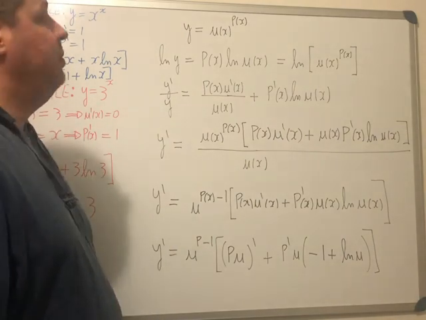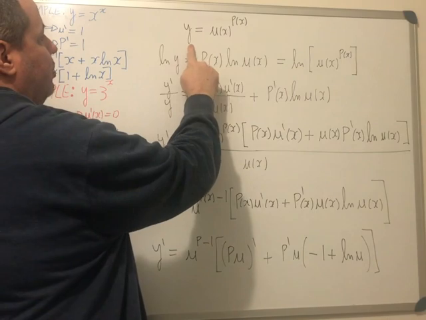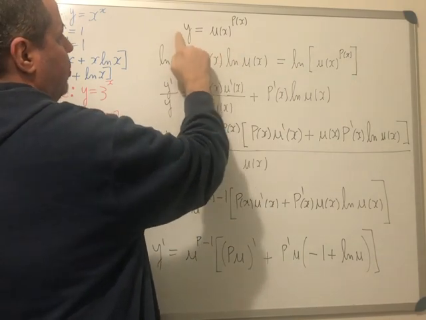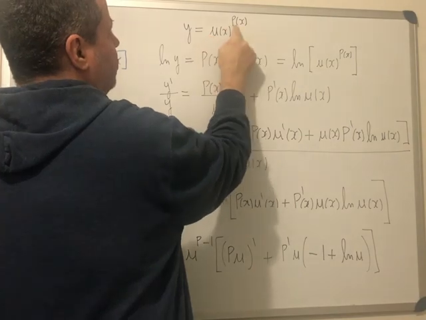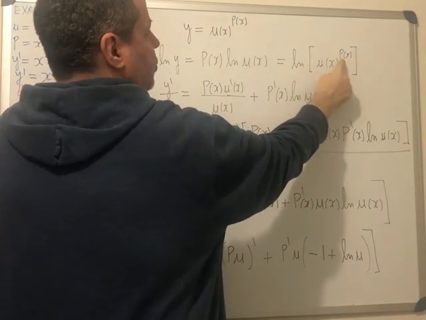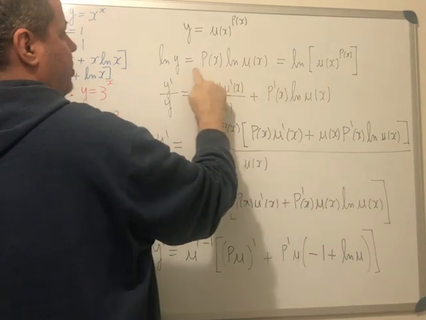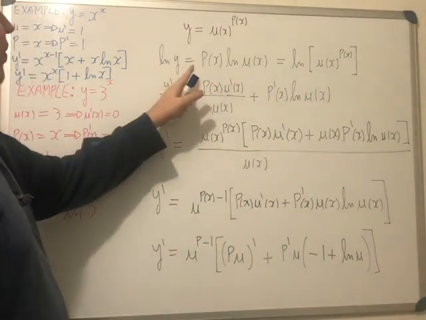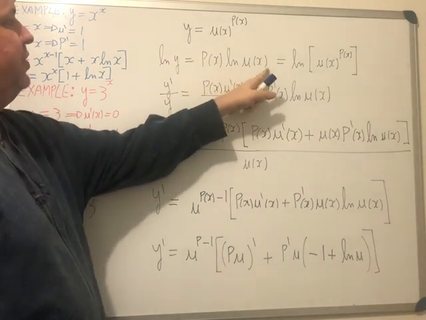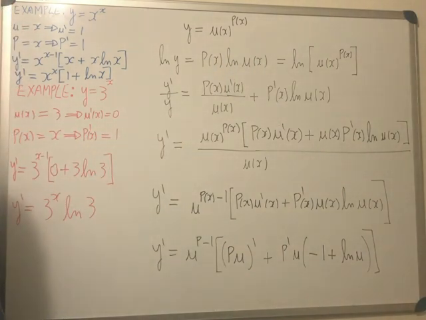We use the same trick. We take the natural log on both sides. So natural log of y equals natural log of u to the power p. So the p jumps in front, properties of the log, and we have that. Okay? Natural log of y equals p of x times natural log of u of x.